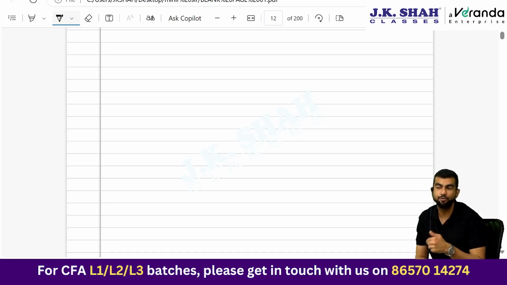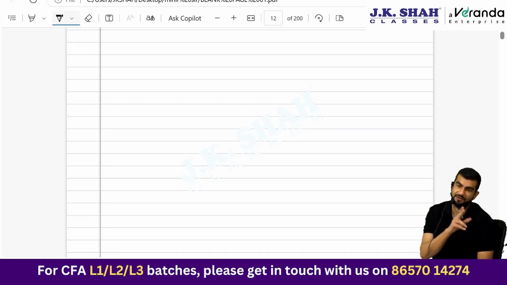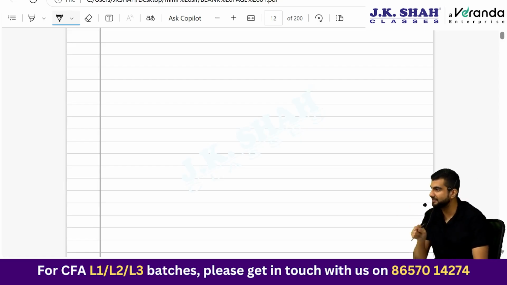Now here is where the DuPont analysis comes in very handy: traditional DuPont and extended DuPont. Traditional DuPont is net profit margin into asset turnover into financial leverage. I had shown you one method to remember that. You don't need to memorize all these multiplications by heart; logically you can derive it.